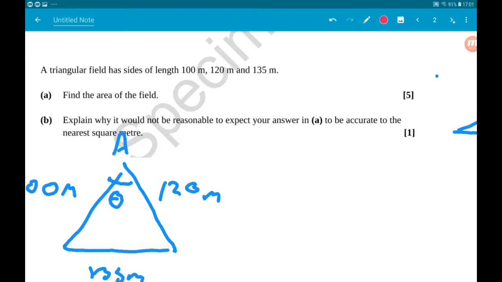We could also say the field probably isn't completely flat. If it's on a hill or if there's a slope in it, that's going to affect the area. Anything along those lines, and we are cool.